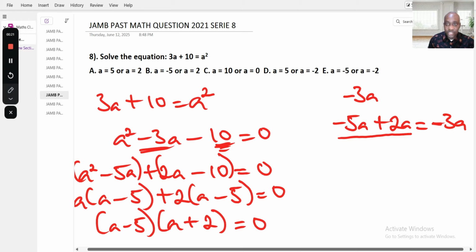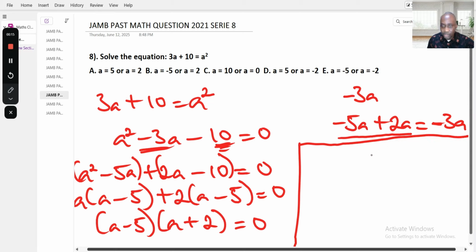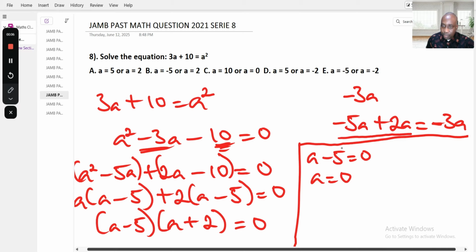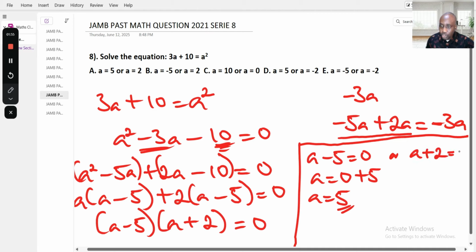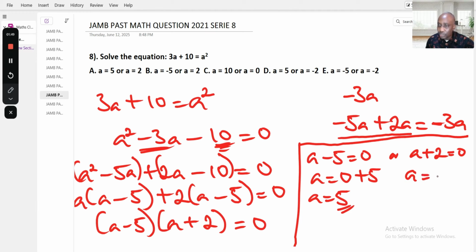Okay, we still need to continue. That's not our last bus stop. Let me create a space here so that we continue. We have a minus 5 equals to 0, isn't it? Now, a 0, by the time minus 5 jumps to go and meet it, will change to plus. Final answer is going to be a equals to 5, or a plus 2 equals to 0. A, when the plus 2 jumps the equal to, it will change to what? Minus. 0 minus 2. A is equal to what? Minus 2. Our final answer is plus 5 minus 2.